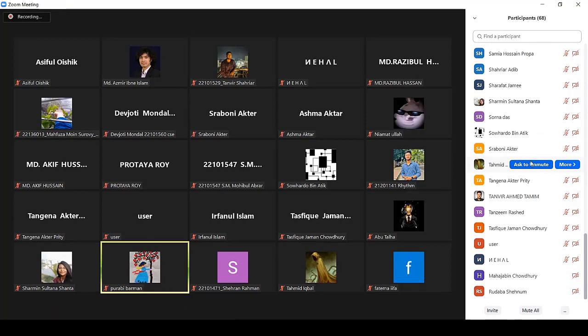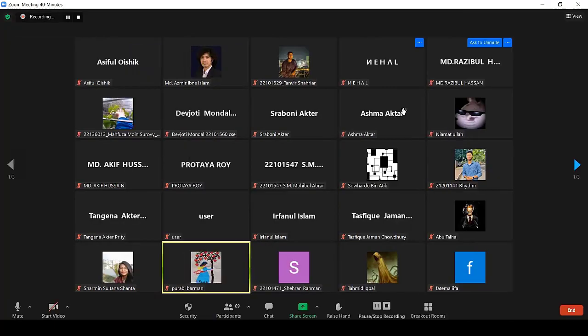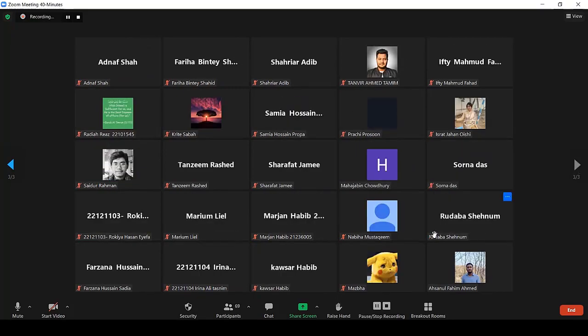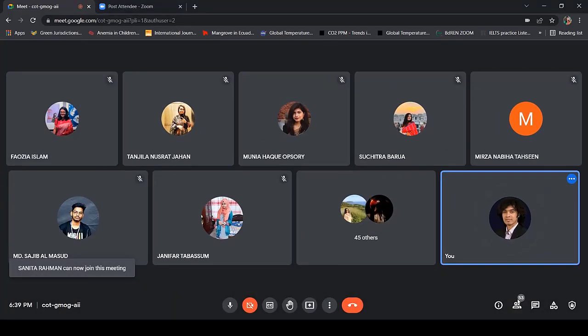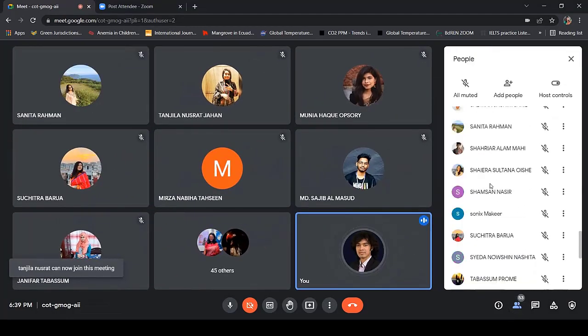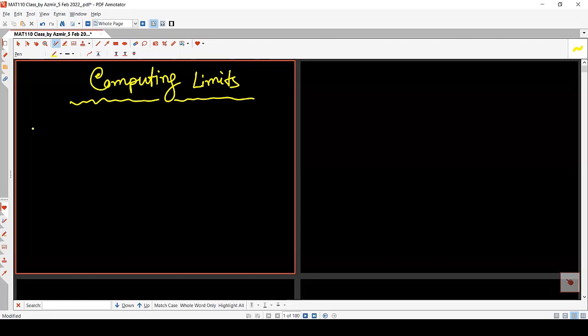Hello everyone. You know that we have already learned limits and continuity. And now in this session, we are going to focus on how to compute limits. So for that, we need to know some laws or properties of limits. So let me write the properties at first.